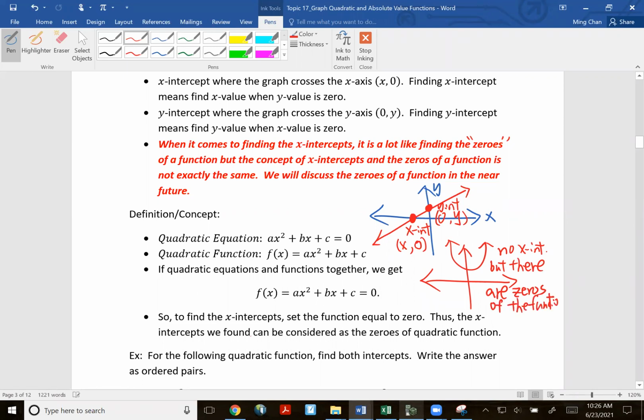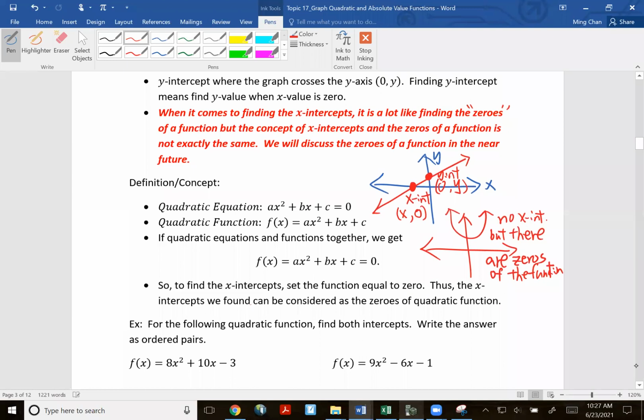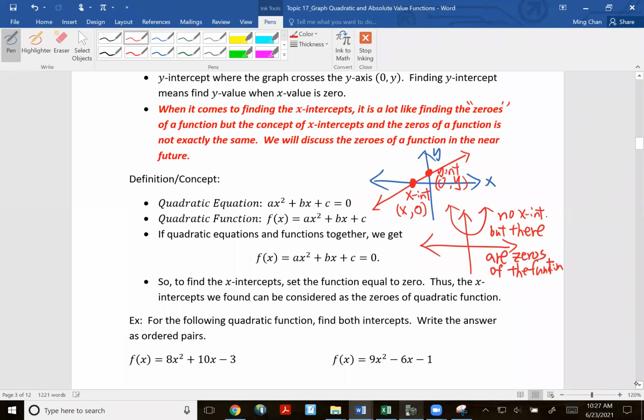You can actually have a zero of a function, but you actually have no x-intercept. Graphically, you can determine just by looking at the graph: if I don't cross over the x-axis, I have no x-intercept. But I will always have zeros of a function. All right, so let's take a look at how we can find both intercepts real quick.